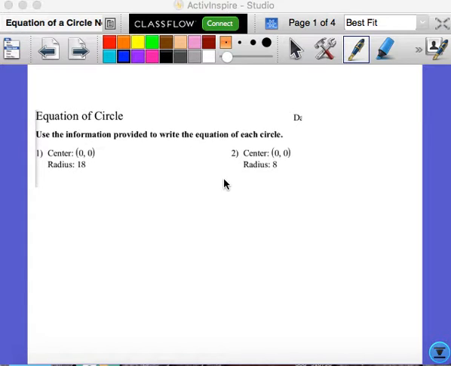Today we're going to learn about the equation of a circle. And we're going to try to keep this pretty simple today just because I know you've got a sub today, so I want this to be something you can pick up without me there. So the equation of a circle has this standard format.